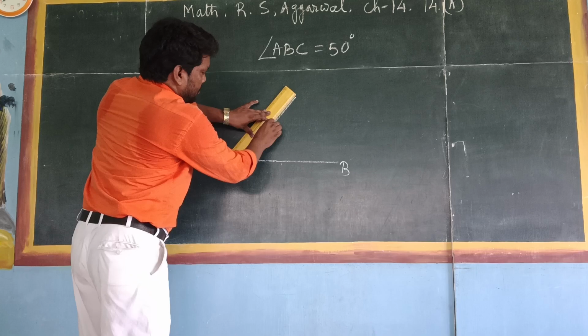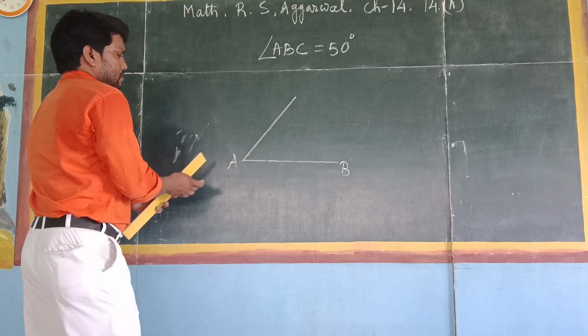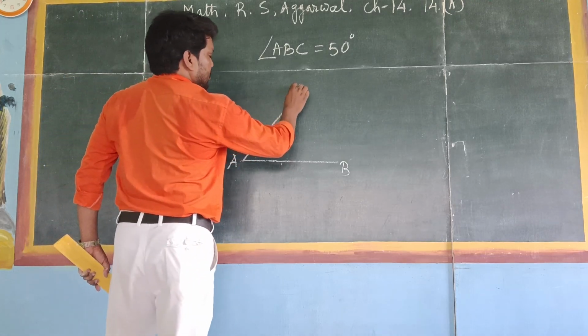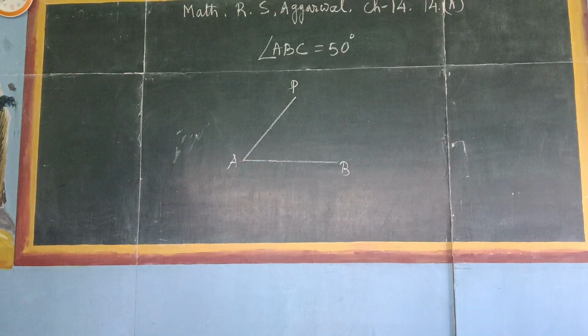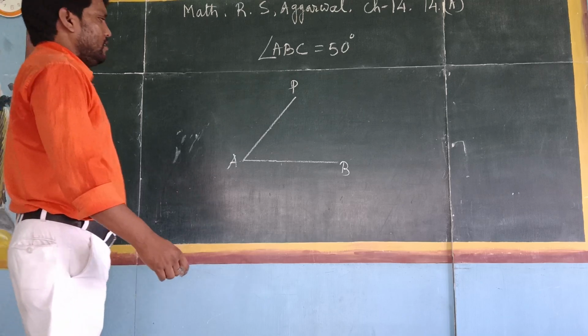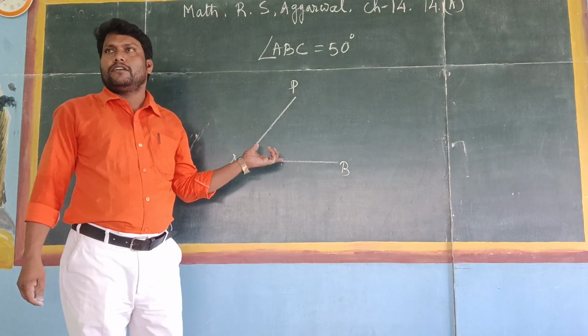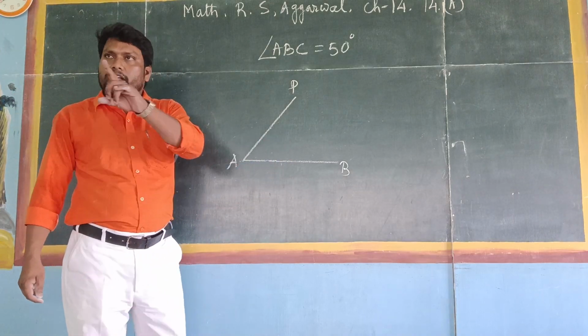Join the point with the vertex A. Suppose P. It is a 50 degree angle. Which instrument is used to construct it? The protector.